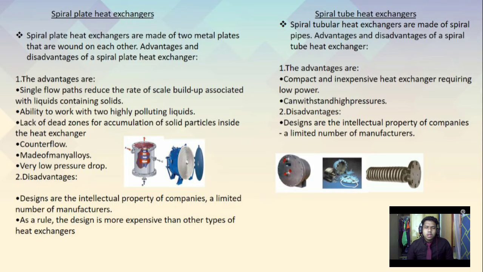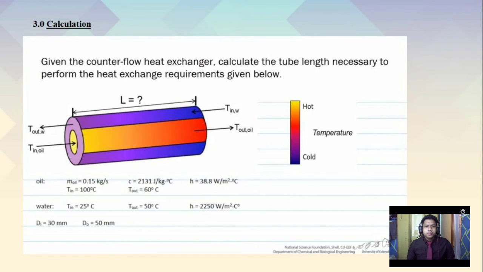Spiral tube heat exchanger. Spiral tubular heat exchangers are made of spiral pipes. The advantage and disadvantage of a spiral tube heat exchanger. The advantage is, first, compact and inexpensive heat exchanger requiring low power. Second, can withstand high pressure. The disadvantage is design intellectual property of companies, a limited number of manufacturers. Next, we go to the calculation.